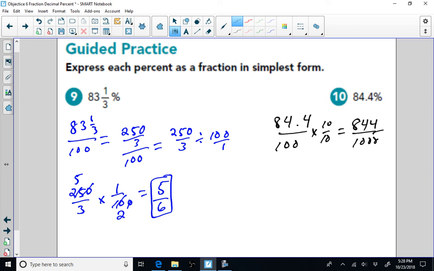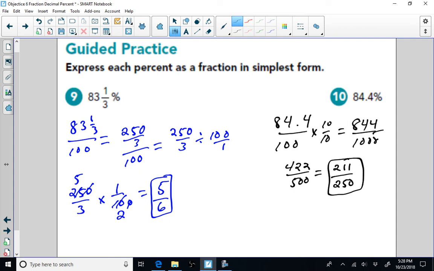844 over 1,000. I could take half, so that's 422 over 500. I could take half again, that's going to be 211 over half of 500 is 250. And I believe that's the fraction in simplest form.